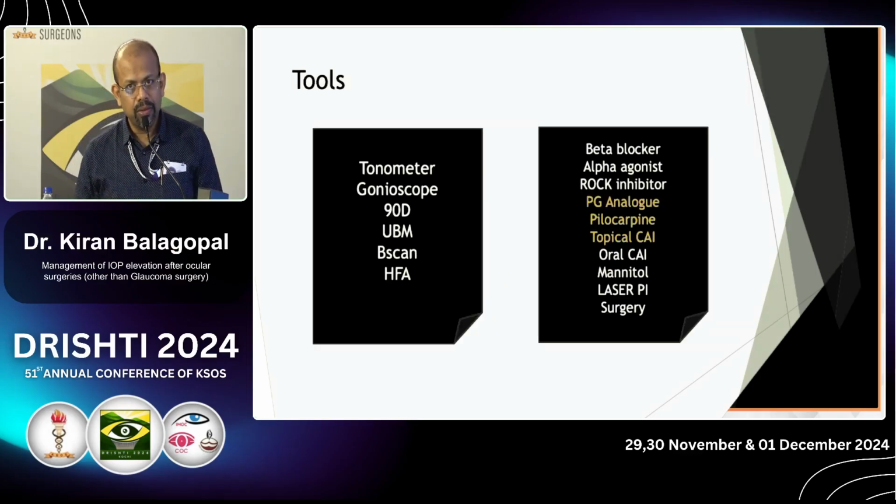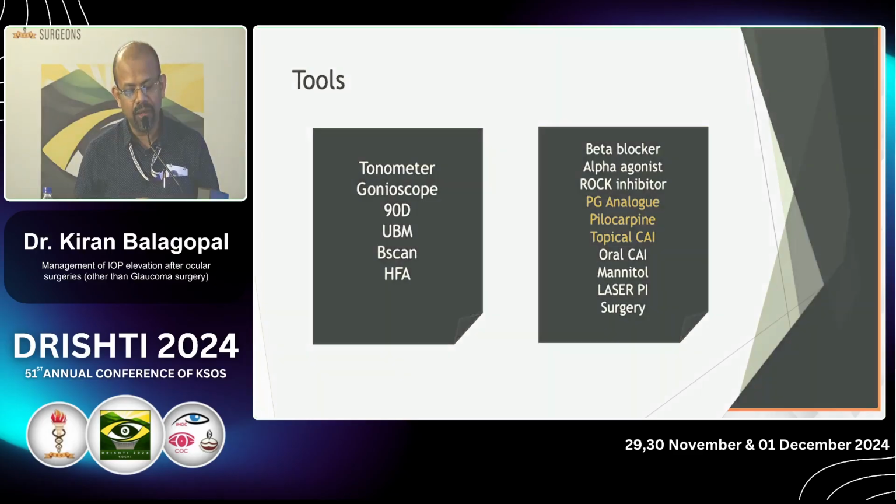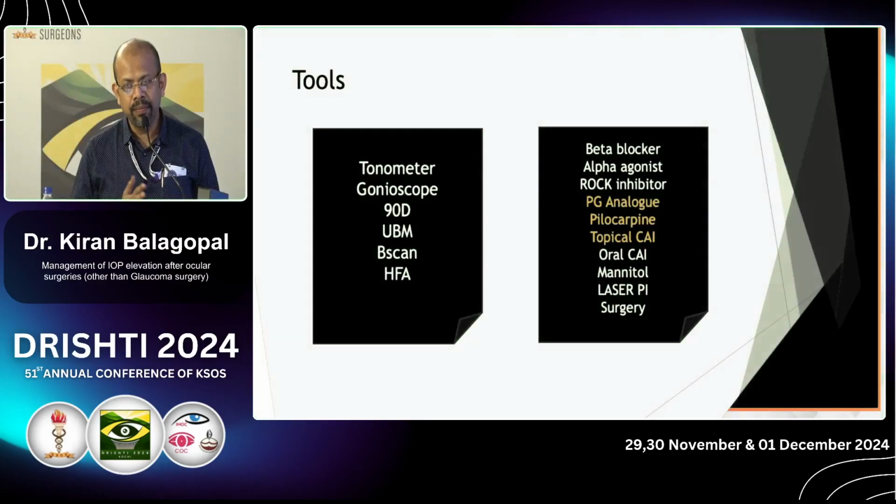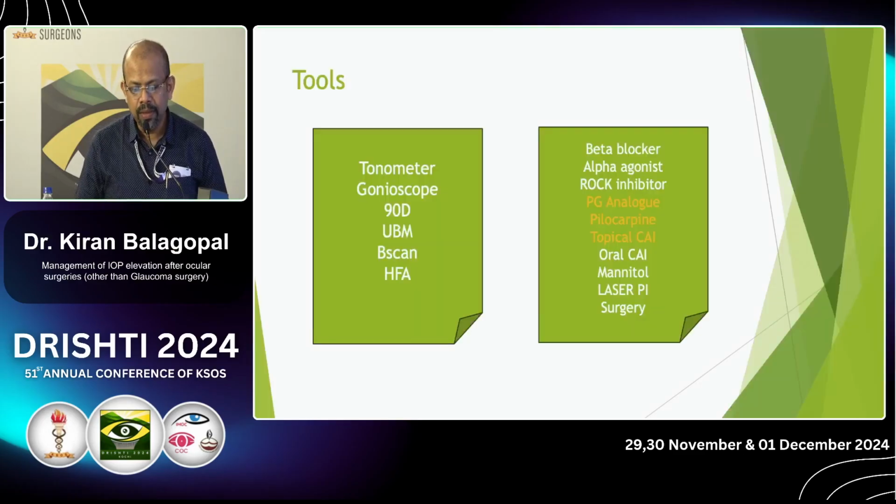You have all the normal tools that a glaucoma specialist has, but the way you use them and their effectiveness may be varied. Sometimes you may not be able to do a proper tonometry, your tonometer may not work, or the patient may not be in a condition to give you accurate IOP values. Gonioscopy may be difficult. You have slit lamp 90D, and if you're lucky, you have the UBM, B scan, etc. But sometimes you have to rely on your clinical judgment and digital tonometry. In your armamentarium, the usual drugs are all there, but you have to be extra careful with the PG analogs, pilocarpine, and topical carbonic anhydrase inhibitors.